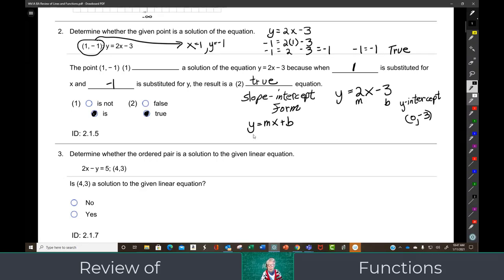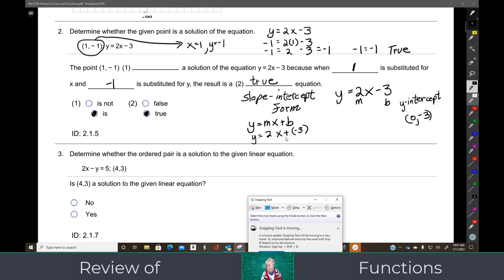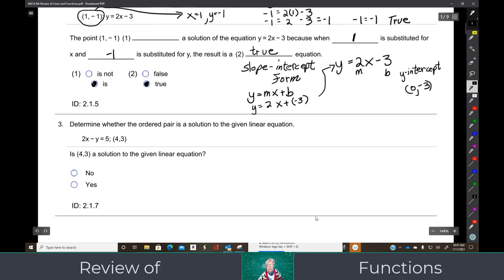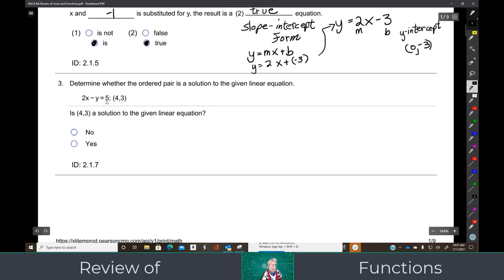And so here we have y equals 2, the slope is 2, x plus negative 3. Except we don't write it like this, we write it like this, because it just looks more normal. This, 2x minus y equals 5, is not in slope-intercept form. You don't have to put it in slope-intercept form. I'm just telling you.